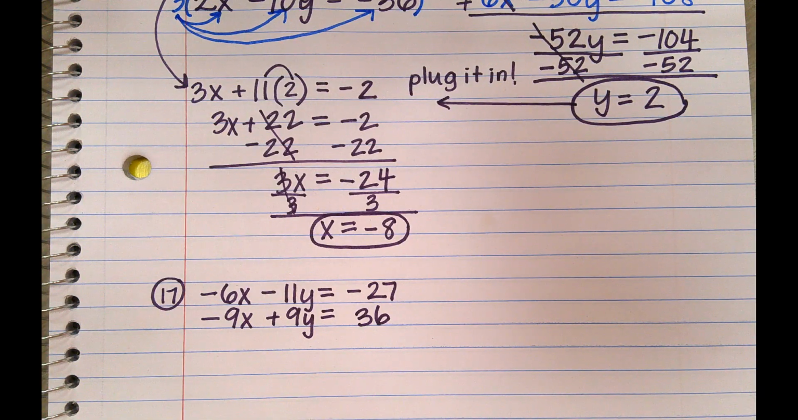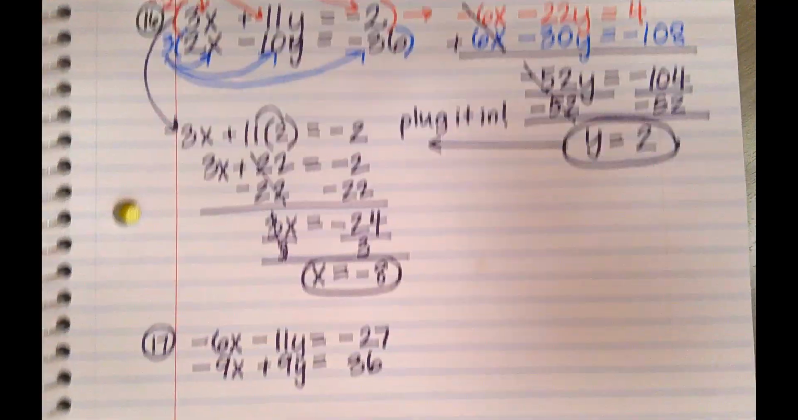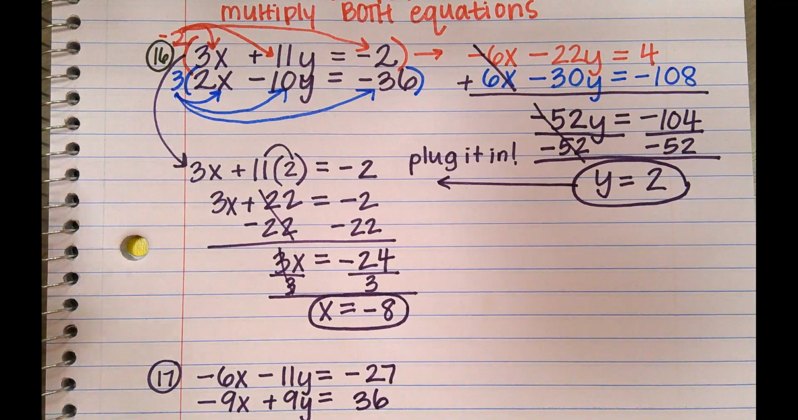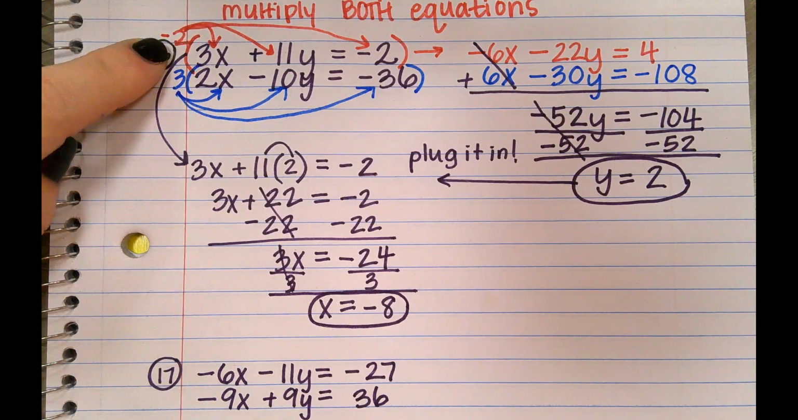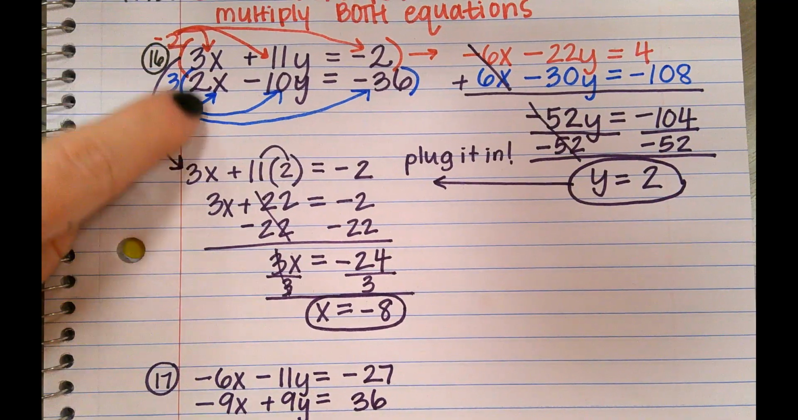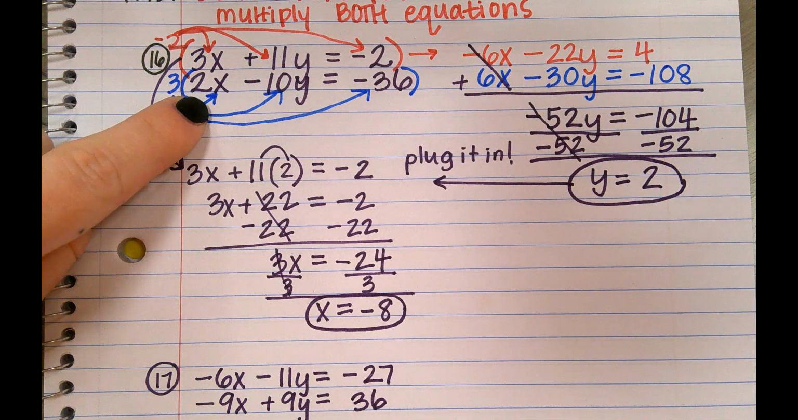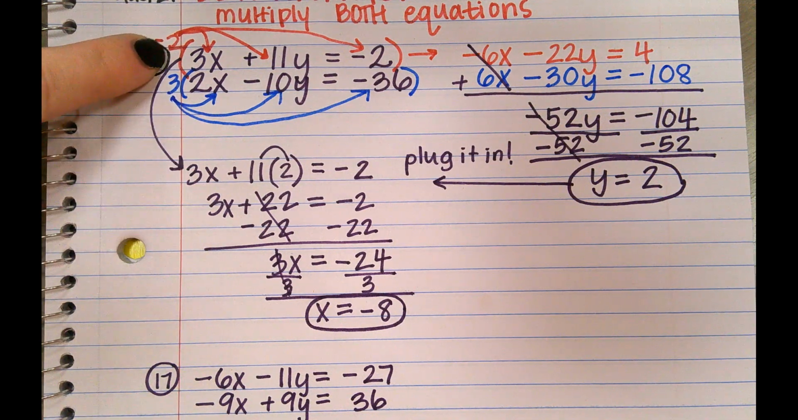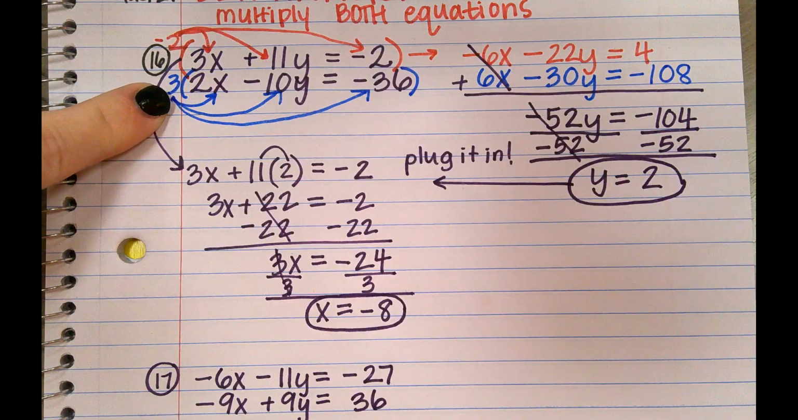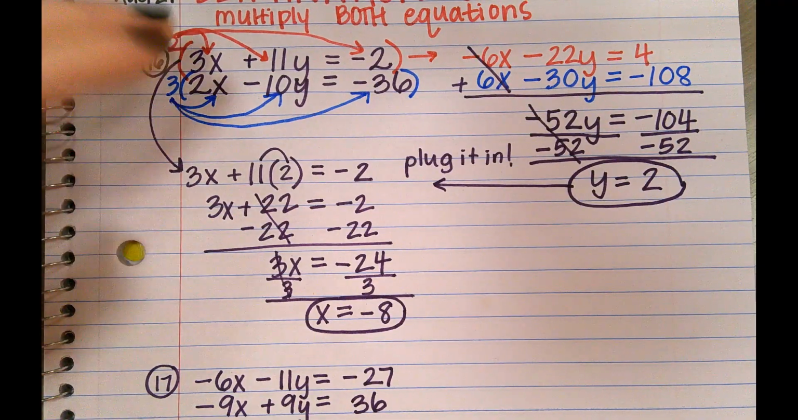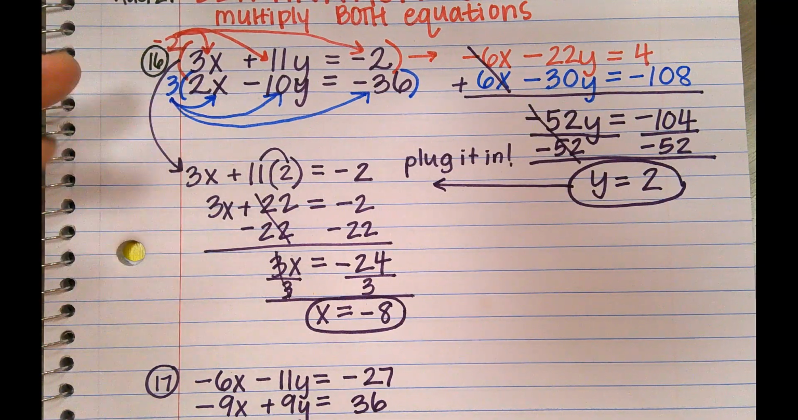So in number 16, if you want to look back and see what we did, I multiplied my top equation by negative 2 because my bottom x was 2. I multiplied my bottom by 3 because my top was 3. We just flip-flopped the numbers and we just made one negative.